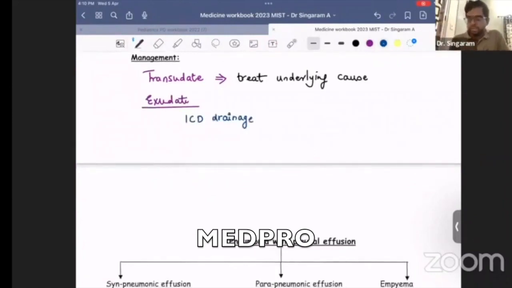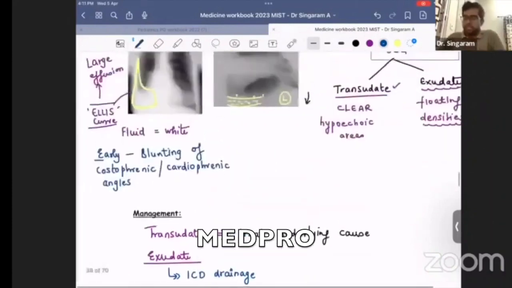Okay, ICD drainage is indicated for all types of exudative pleural effusion because there is usually a severe type of effusion. So we have to take out the fluid outside. So ICD drainage is recommended. For transudate, you just treat the underlying cause, everything will be fine. But if it is an exudate, you have to put the tube and drain out the fluid. Are you able to understand this? Right? Okay, fine. So that is about the differences between transudative and exudative pleural effusion.